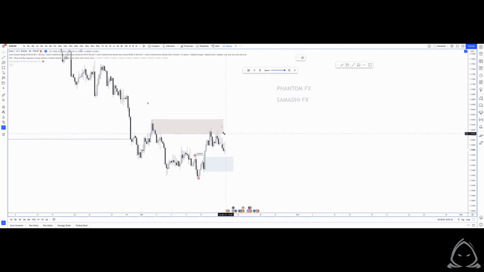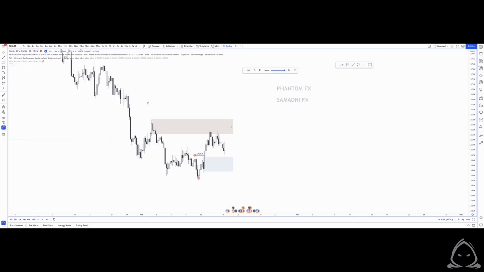Now, as you can see, we have this reaction from this supply, but the price is struggling to reach this level, struggling to create a new lower low. It means that this level became a potential target. So this weak reaction, for me, is another confirmation of bullish intention, higher time frame bullish intention. Okay, because now on the 4 hour, buyers are in control, demand is in control.